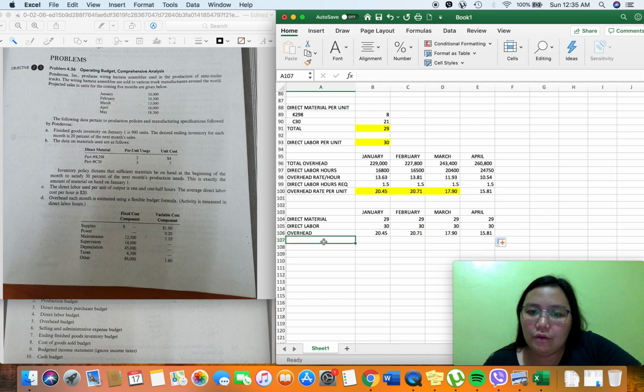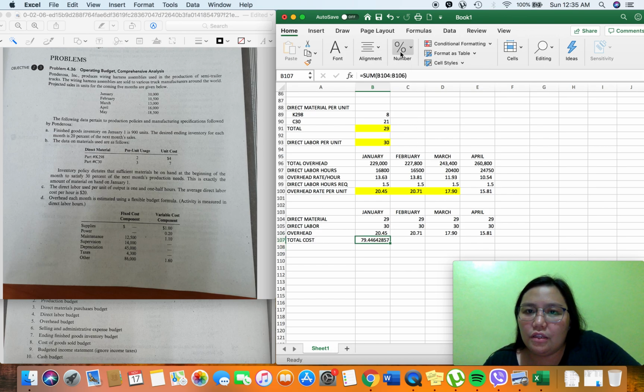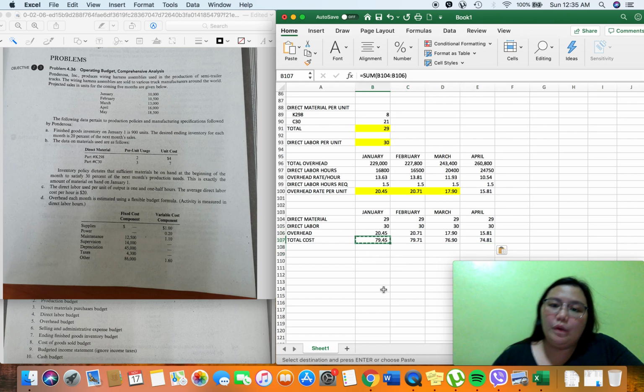Now we will compute the total cost per unit. We have the sum of the three: direct material, direct labor, and overhead cost. We round this off to the nearest centavo. So the total cost of each unit of finished goods for the month of January is 79.45, then 79.71, and 76.9 for the month of March.